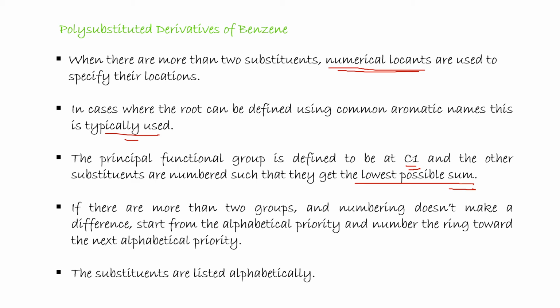If there are more than 2 groups and numbering doesn't make a difference, start with alphabetical priority and number the ring toward the next alphabetical priority. After we give the numbers and the name, we write the substituents alphabetically, regardless of the numbers they have.